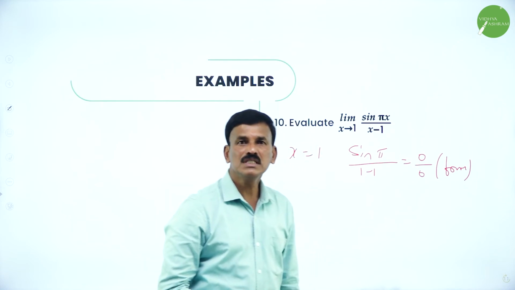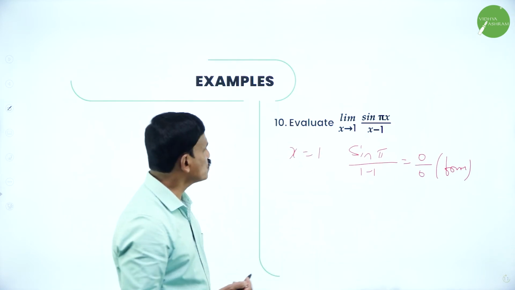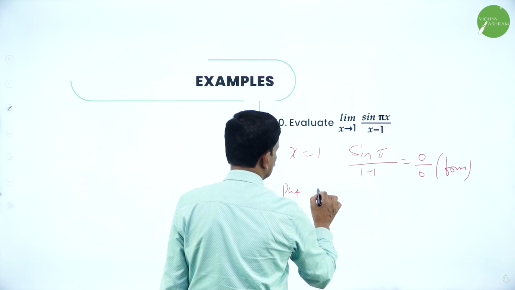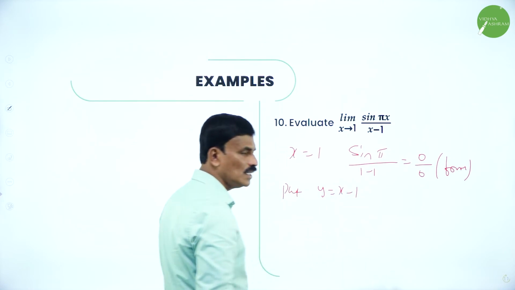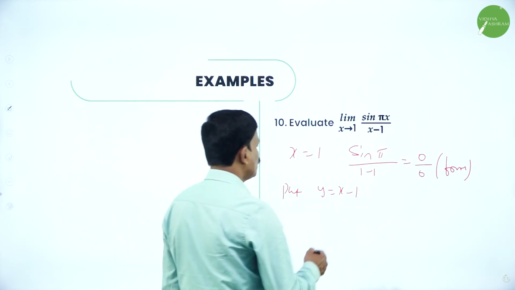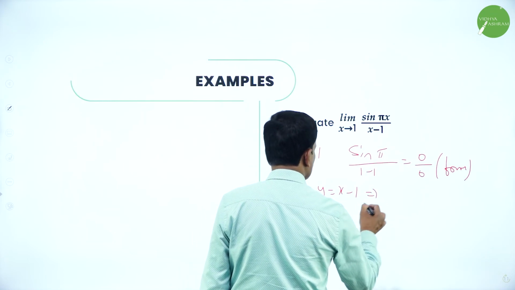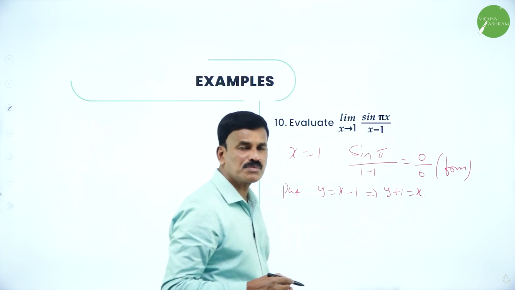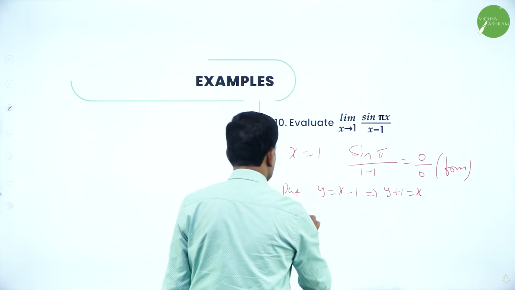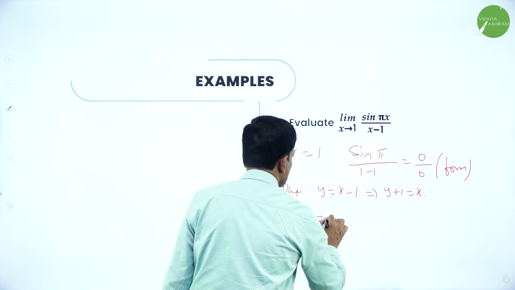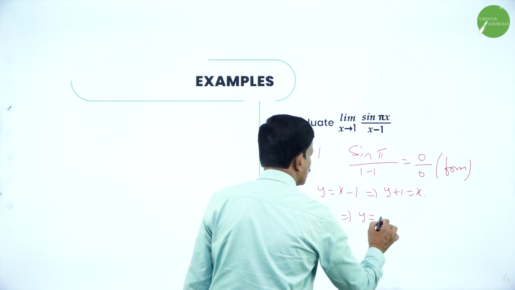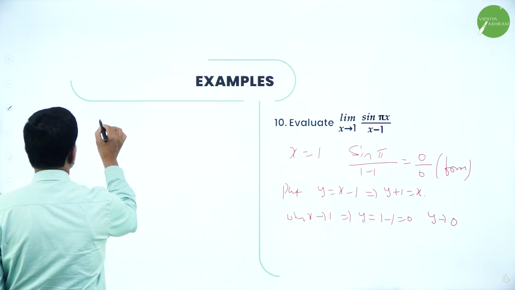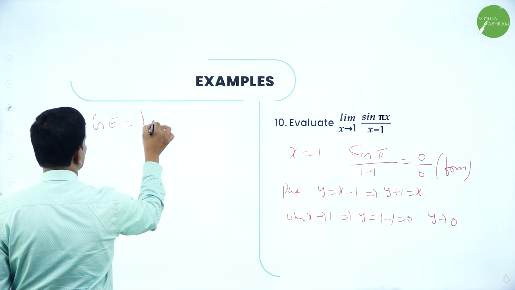Now this can be evaluated by taking a substitution. Let us put y is equal to x minus 1, which implies y plus 1 is equal to x. Now whenever substitutions are taken, the value of the limit changes. When x tends to 1, y is equal to 1 minus 1, that is 0, so y tends to 0. The limit converts and the given equation becomes limit.